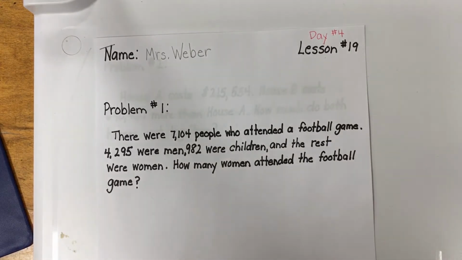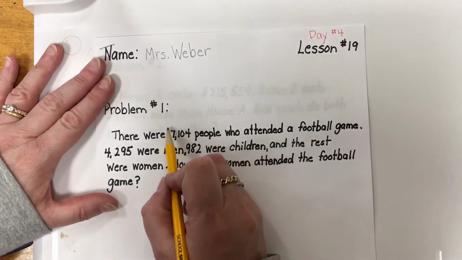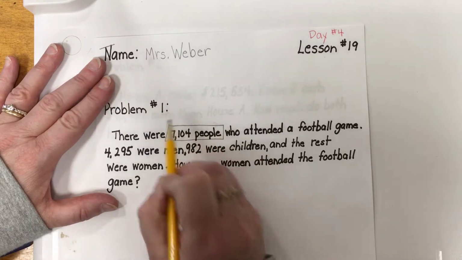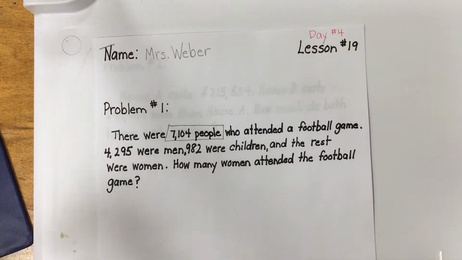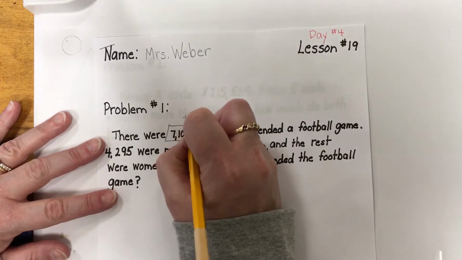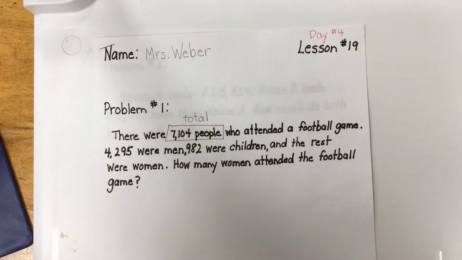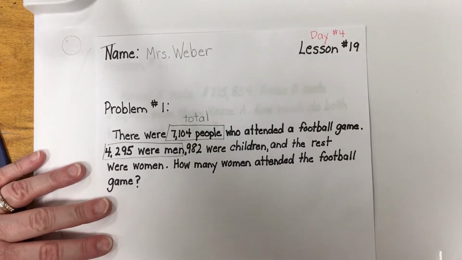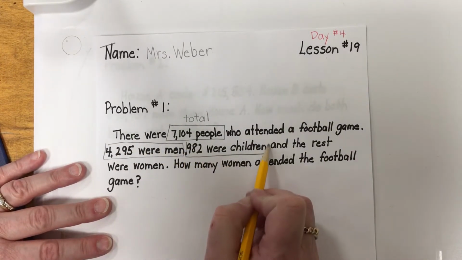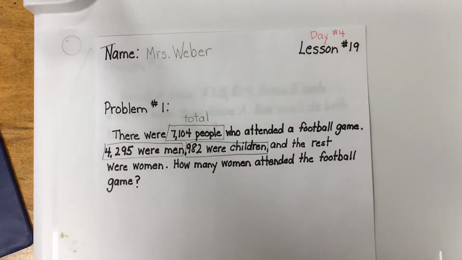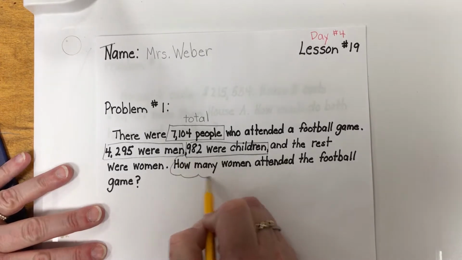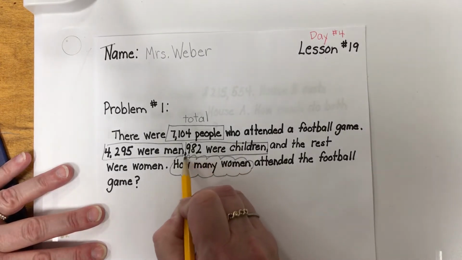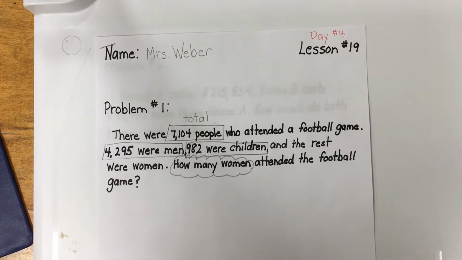So let's ask ourselves, what do we know? Well, we know that there were 7,104 people. That is our total. We know that there were 4,295 men and 982 children. What are we looking for? We want to know how many women went to the game.